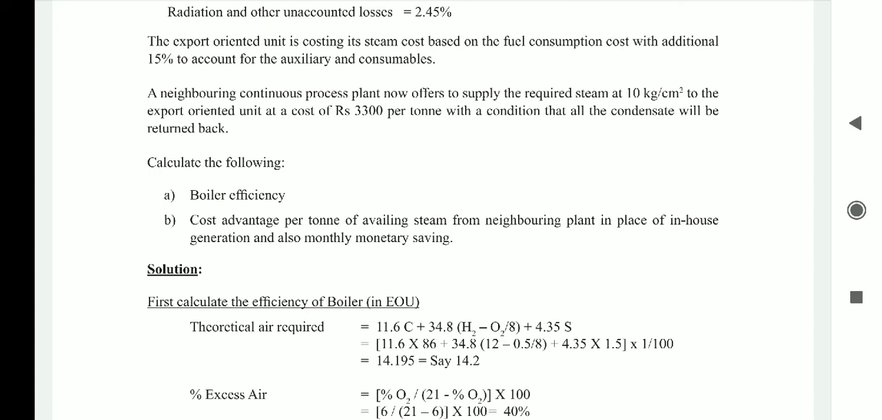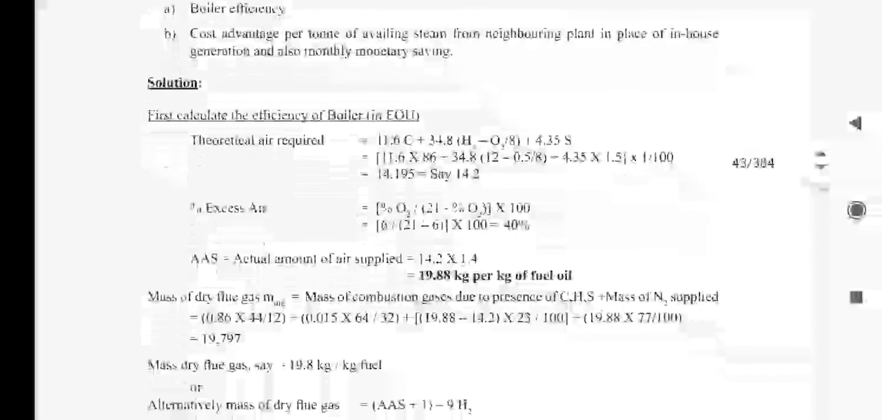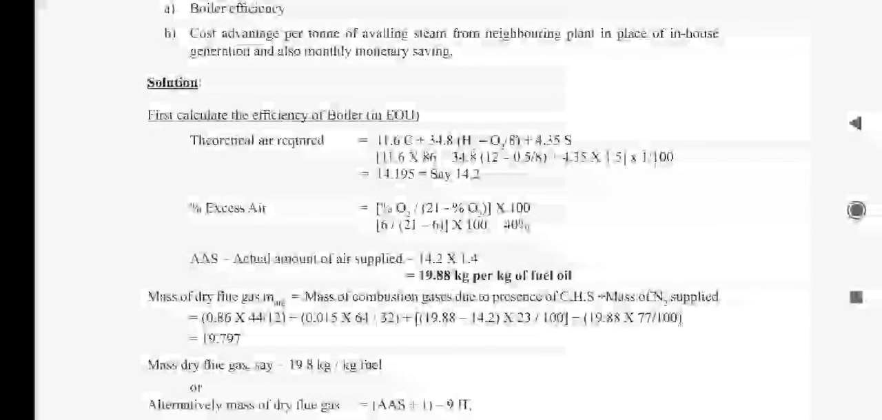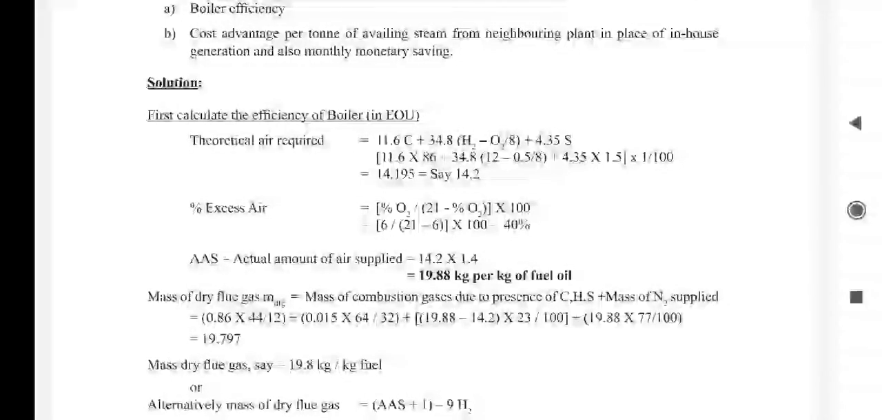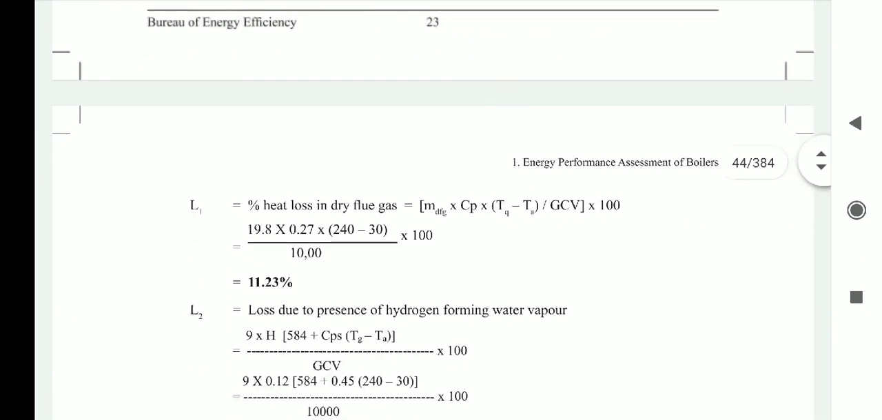Okay, then we go to the solution stage. First, we calculate the efficiency of the boiler. The theoretical air requirement is already the same as in previous examples, and the excess air, actual air amount and mass of dry flue gases are the same as in previous calculations. We get 19.8 kg per kg of fuel. Then we can calculate the losses one by one.